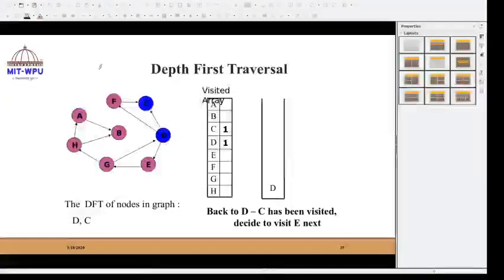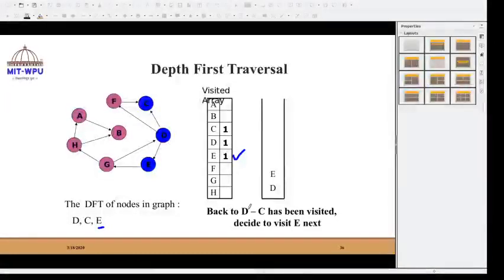Now when we come back to D again, if you see, the adjacent vertices for D were C, E and F, out of which C is already marked as visited in visited array, so C is not our choice. As per alphabetical order, the next vertex of choice will be E. We know that E is not marked in visited array, so E can be traversed. So now in this case, E is going to be traversed, E is going to be printed, and it will be pushed onto the stack by marking it in a visited array as a 1.